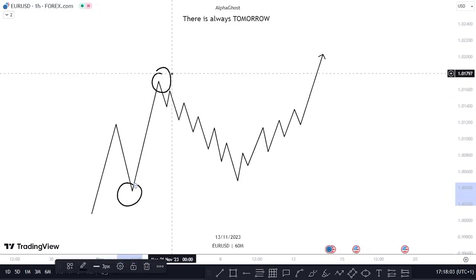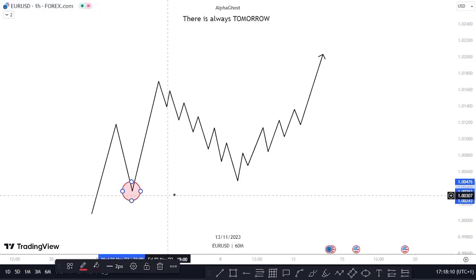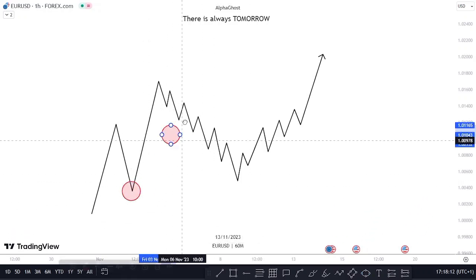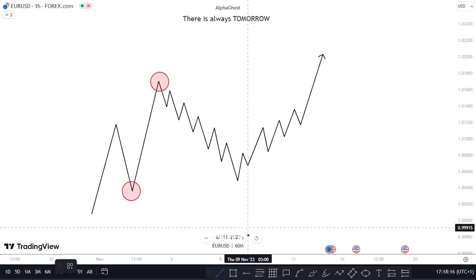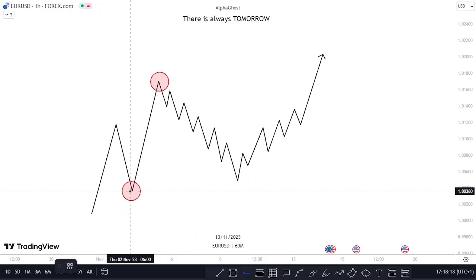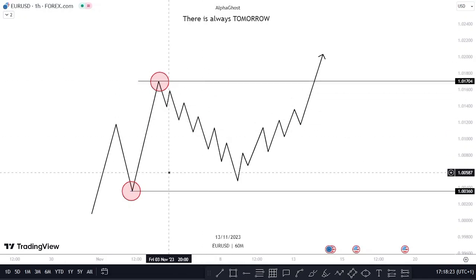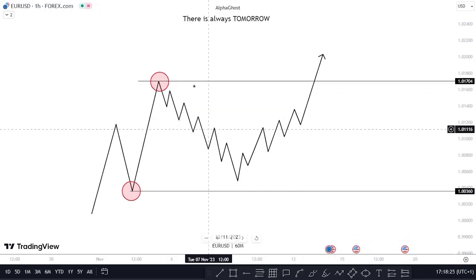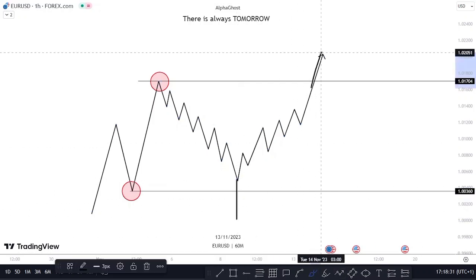Same thing for this one here. This here is my low and this is my high. Anything that happens in between this low and this high are internal structures, until price breaks either this low or this high.